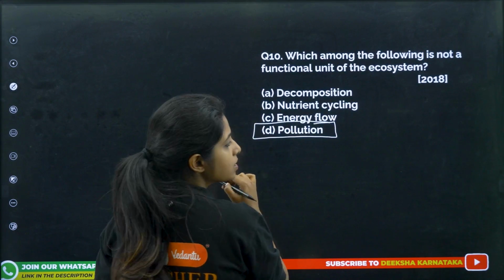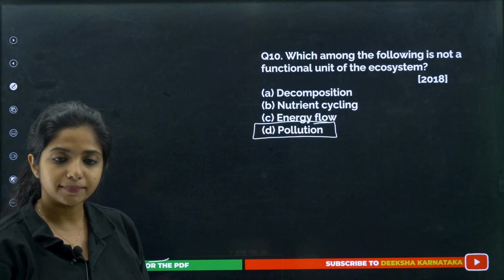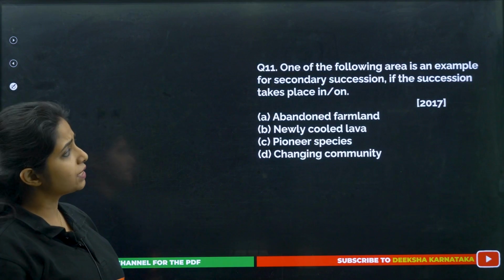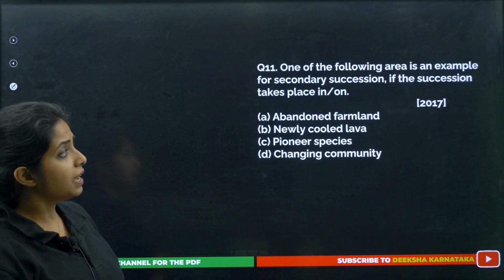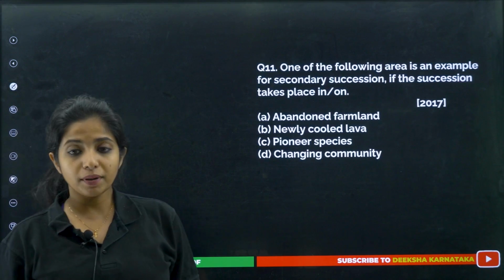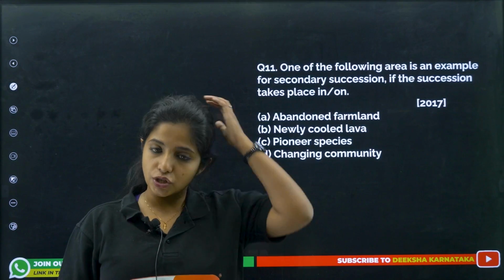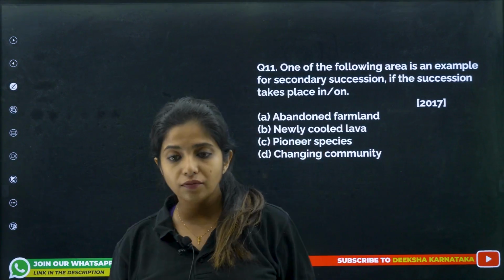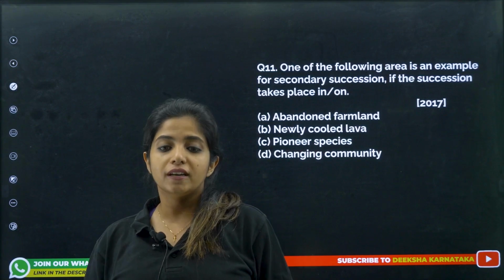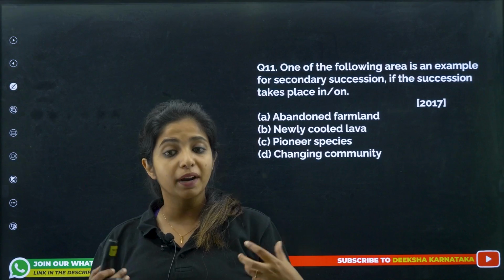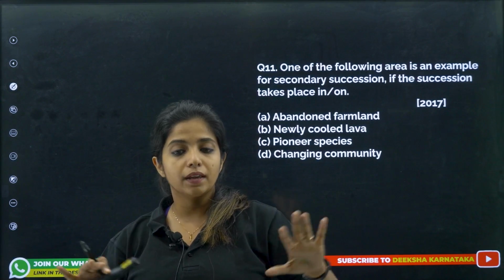Again, a very simple question came in 2018. Okay. Now, which one of the following areas is an example for secondary succession, if the succession takes place in or on. What do you mean by secondary succession? Primary succession is basically in a bare area, some organism came and then it started off its life there, calling other organisms also, bringing certain changes in the area so that other organisms can come and stay over here. This is known as primary succession. For the first time in some area it is coming.